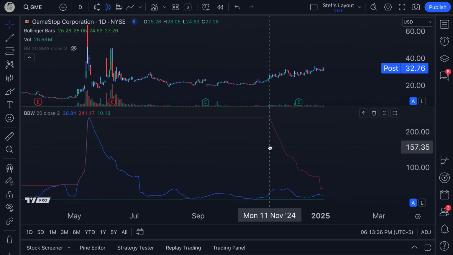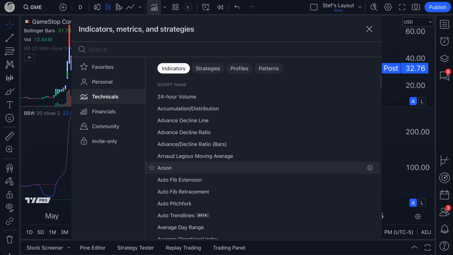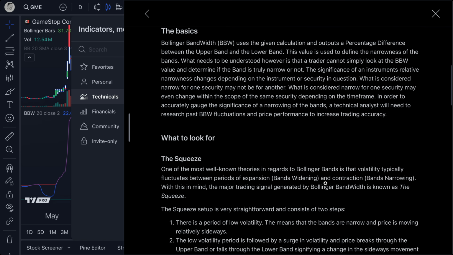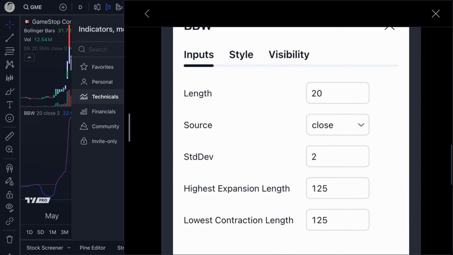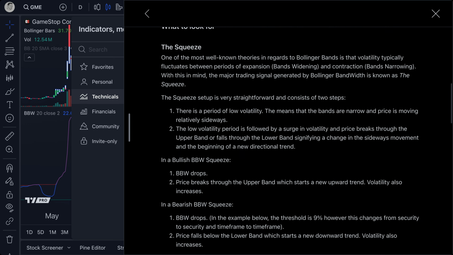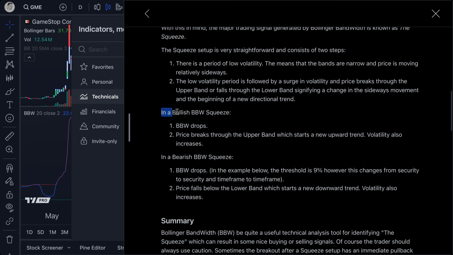Now, this ideally just gave you a quick overview of how this indicator can work. In fact, if you once again go to Bollinger Bandwidth, click on this description button, then move your mouse down, you will see right before your eyes a very nice walkthrough about how you can interpret this, specifically looking for what they call the squeeze. There's a bullish squeeze and there's a bearish squeeze. And there are some specific criteria that you might want to look for.